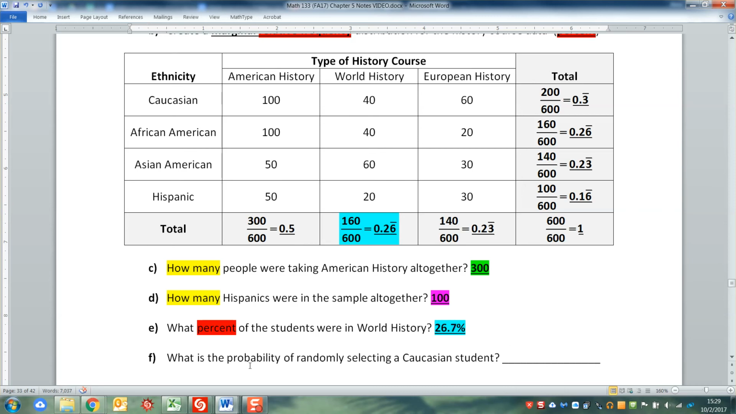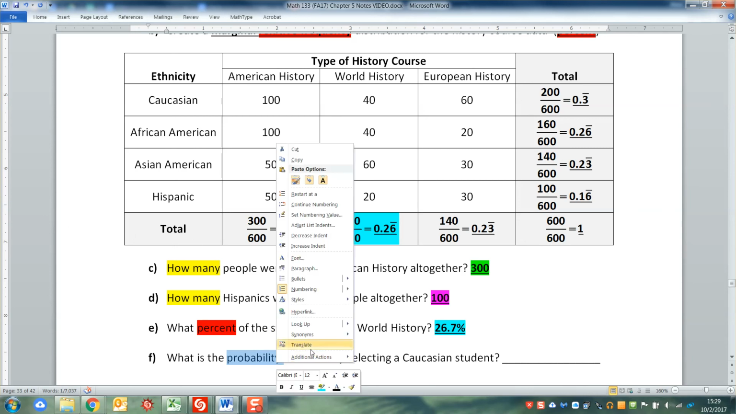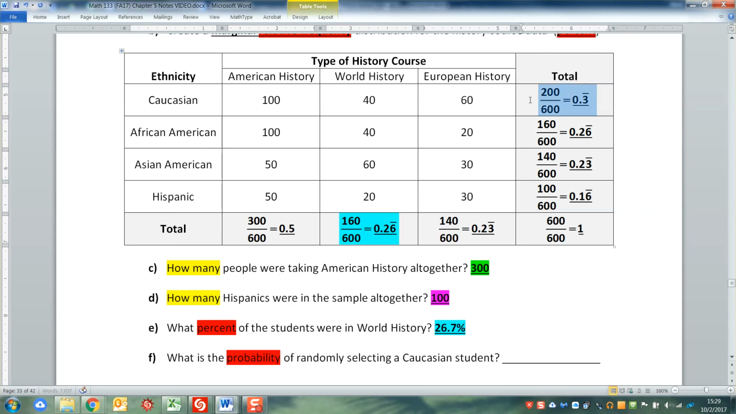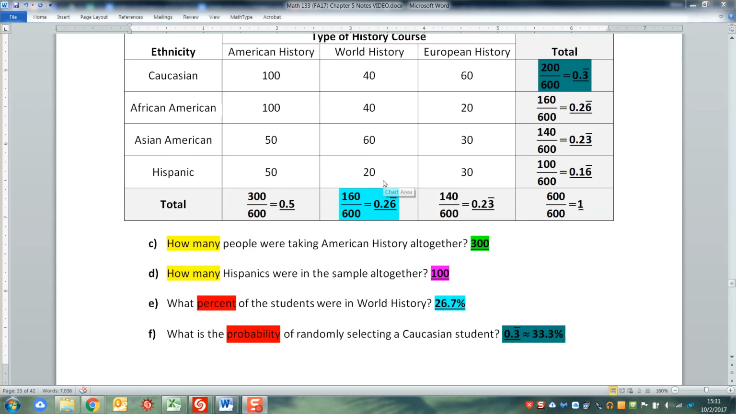That would be fine. Now, what is the probability? Okay, again, that is a relative frequency question. Percent, probability, those are all relative frequencies. So what is the probability of randomly selecting a Caucasian student? The Caucasian students are right up here. And so the probability is 33.3 repeating percent, or 0.33. Technically, I've rounded a little bit there to do 33.3 rather than 33.3 repeating, but the point still comes across.